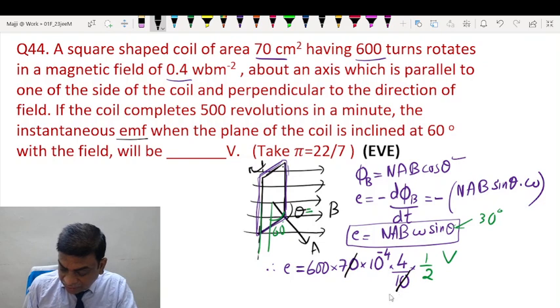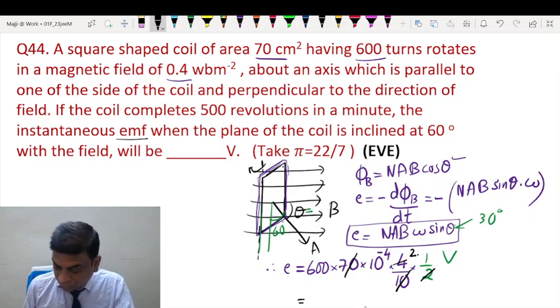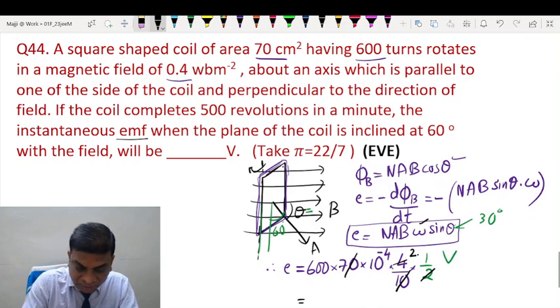So once 0 gets cancelled here, then we have 2 2s are, 6 7s are 42, into 2. We have missed omega. Omega we have to substitute, students.